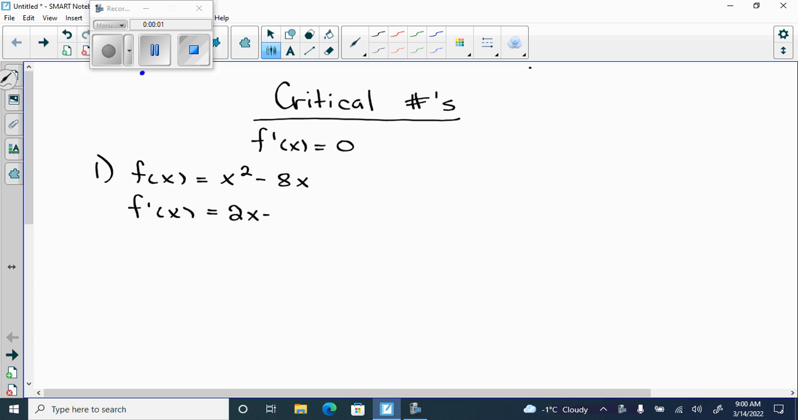x minus 8. And then if I want the critical numbers, I have to set the first derivative equal to 0. And look at where my max, mins, or points of inflection occur. Where they occur, the x values, right? Not what they actually are.